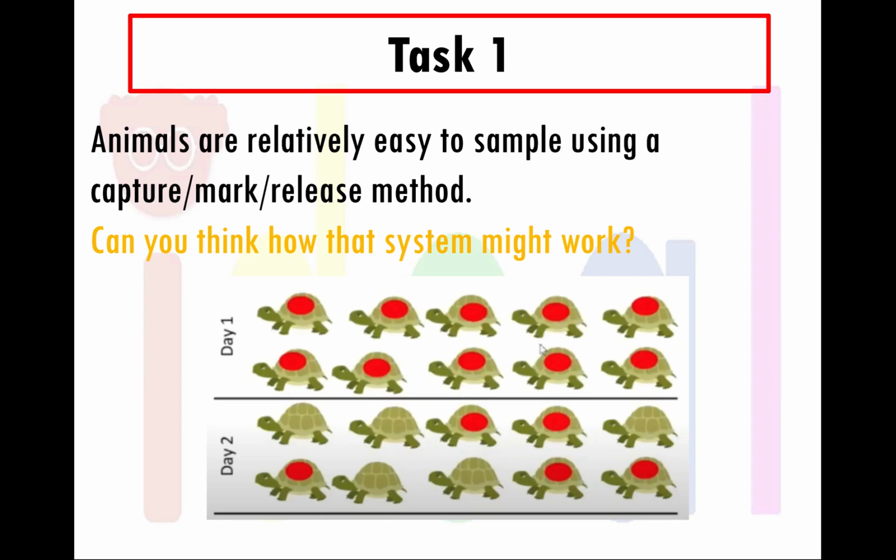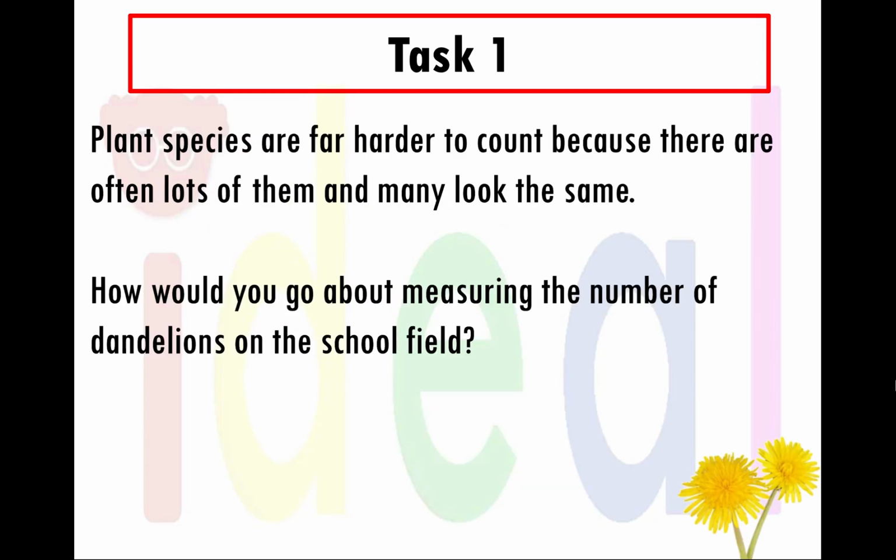Now, there are a couple of pitfalls with this method. Obviously, you don't want to harm the animals, so that needs to be a humane capture and a humane mark. And remember that humane means that you are making sure that you're not harming the animal when you do this method. But that's not as easy for plants, because plants are much harder to count, often because there are a lot of them, much more than animals, and also they look exactly the same.